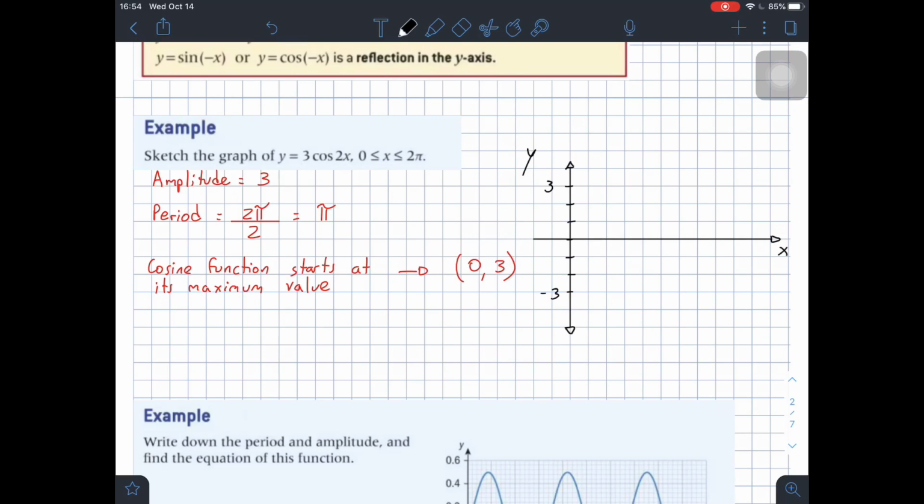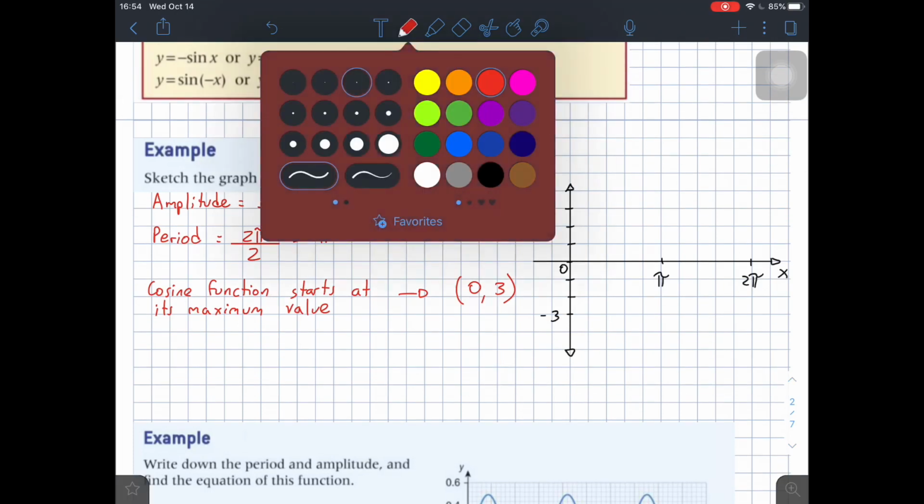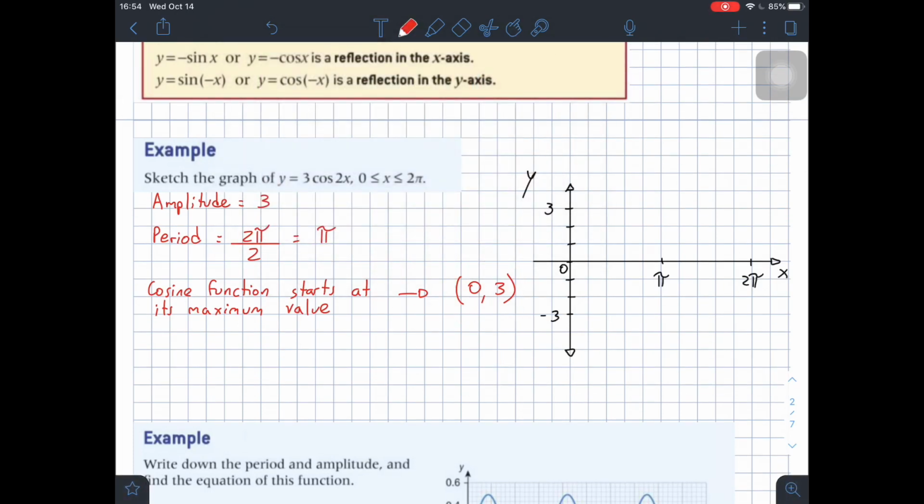So we can say that, for example, this point is 0. And let's say that 1, 2, 3, 4, 5. Right here we have pi. And 1, 2, 3, 4, 5. Right here we have 2 pi. Okay? So we know that the cosine function starts at its maximum value, (0, 3). So we have a given point here.